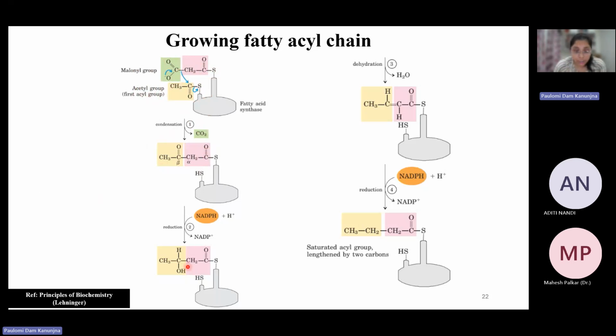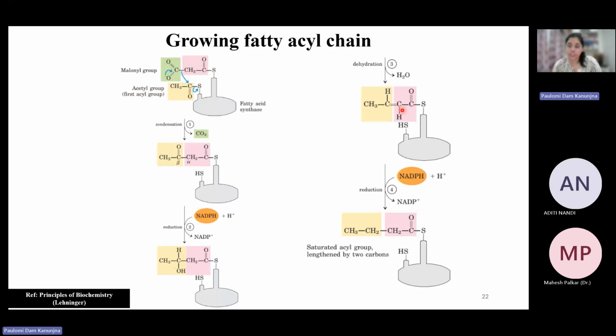After this, you have reduction. Reduction means you are oxidizing NADPH using that H plus, and you are basically reducing this carbon-oxygen bond here. So you are making CHOH. Third is dehydration. Dehydration means you are now removing water. So you remove this OH from here and one H from here. It makes it a double bond, CH, in trans configuration. Remember, trans configuration is very important.